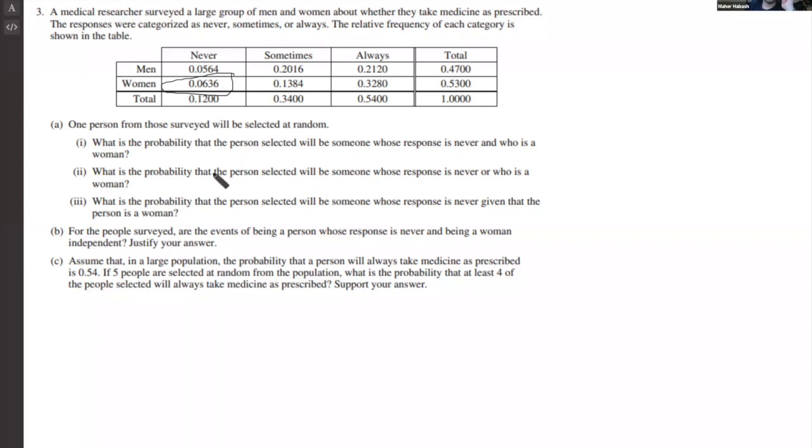Okay. What about the probability that the person selected will be someone whose response is never or a woman? How do you do that? Would you add up 0.12 plus 0.53? You would, but what else would you need to do? You'd have to subtract 0.0636 because you might be double counting it.